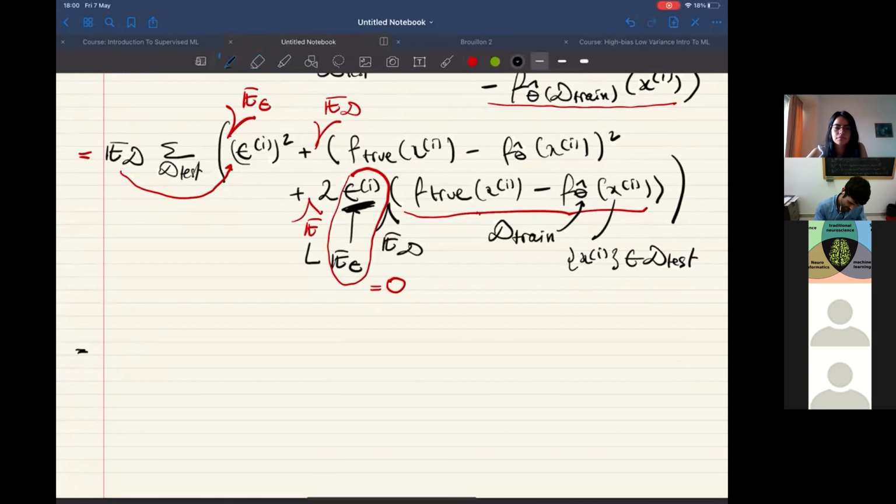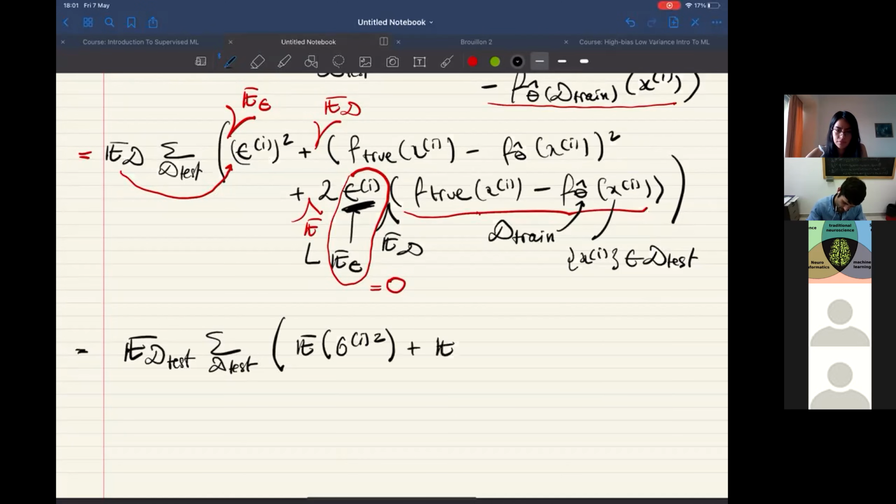I will keep the outside expectation over the test data. Here, I have a sum over the test data. Here, I have an expectation over this random noise squared. Plus here, I have an expectation over all the data, which is not the test data. The expectation over the test data, I keep it outside here, okay, because I have a sum over it here. So here it's an expectation over the training data of this thing.